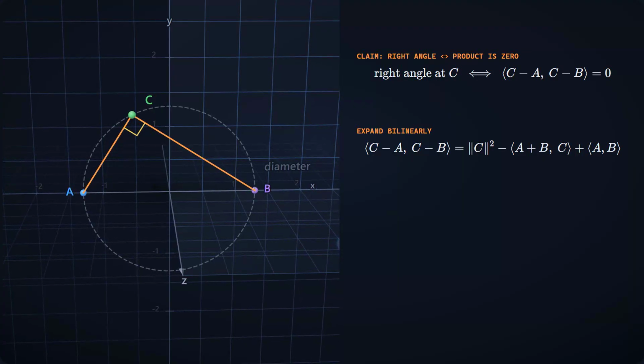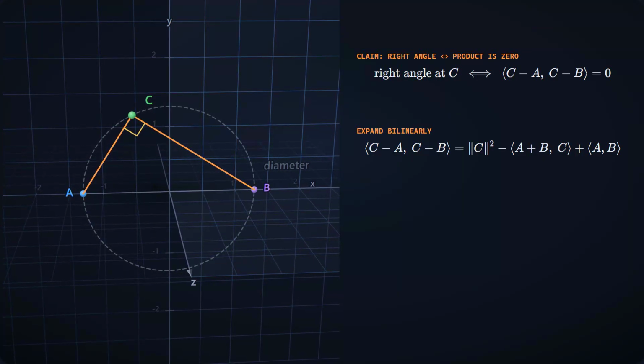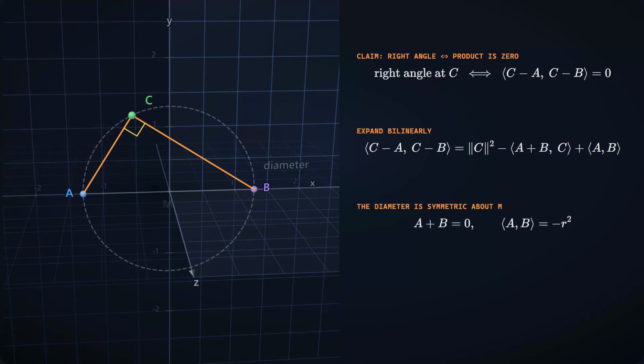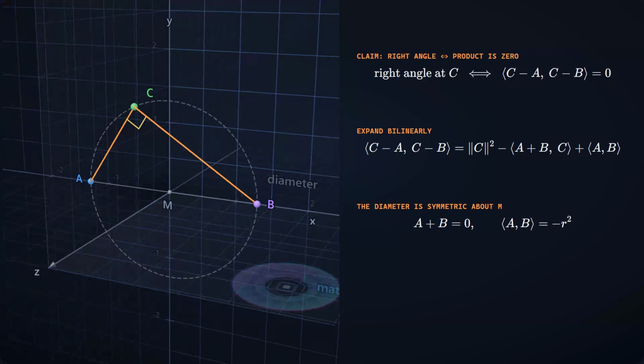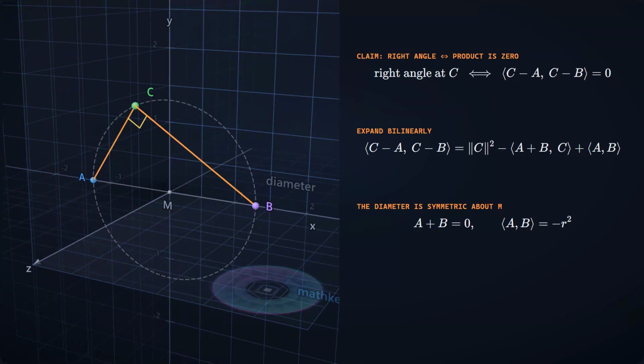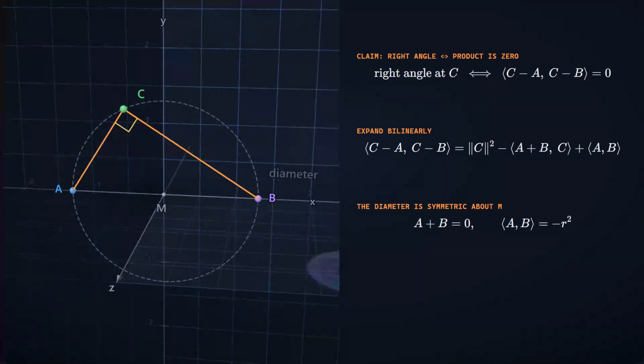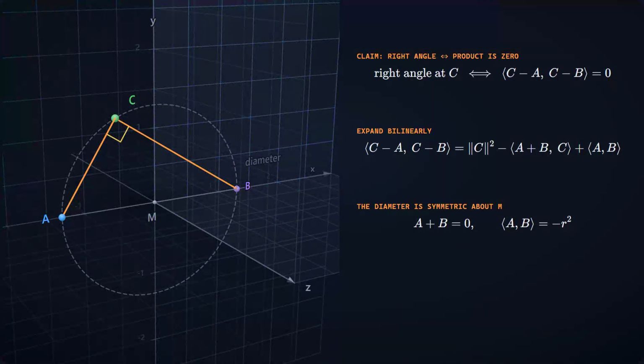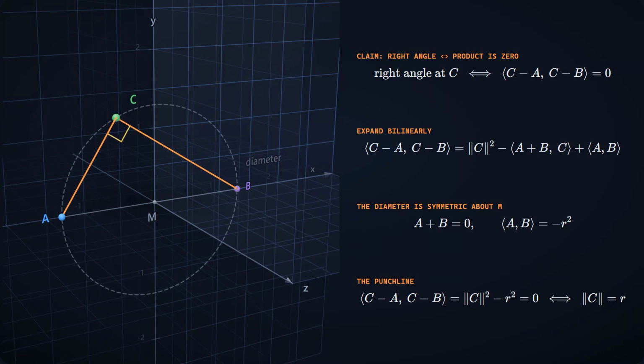One clever observation, and it's geometric. A and B are opposite ends of a diameter through the center, so A plus B is the 0 vector. That whole middle term simply vanishes. And the product of A and B works out to minus R squared. So we're down to just 2 survivors. Norm of C squared, minus R squared. And that's 0 exactly when the length of C equals R, when C lies on the circle. So every point on the circle sees the diameter at a right angle.